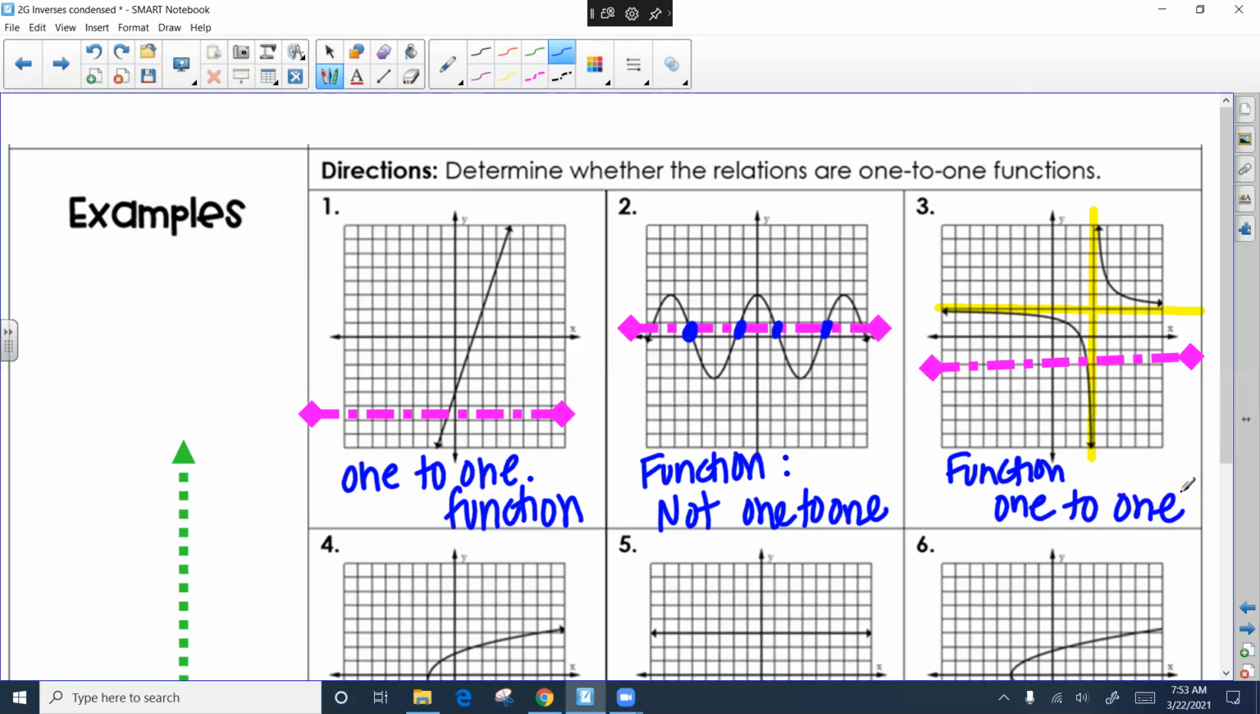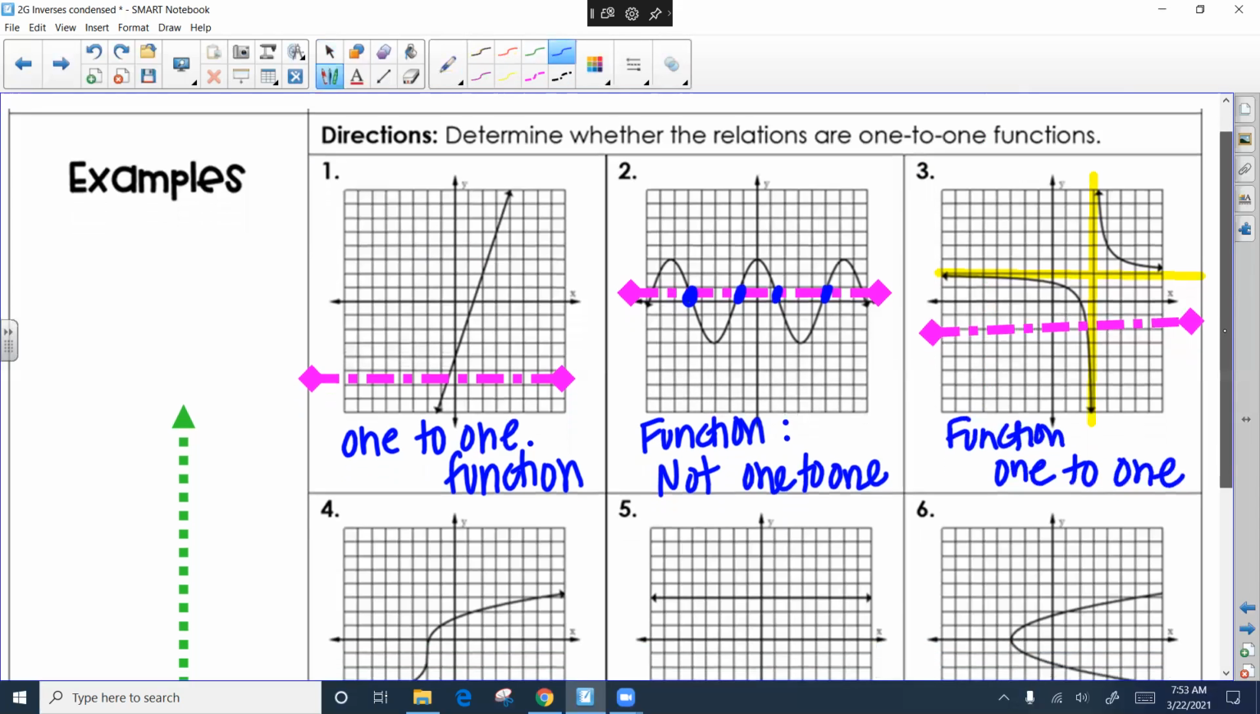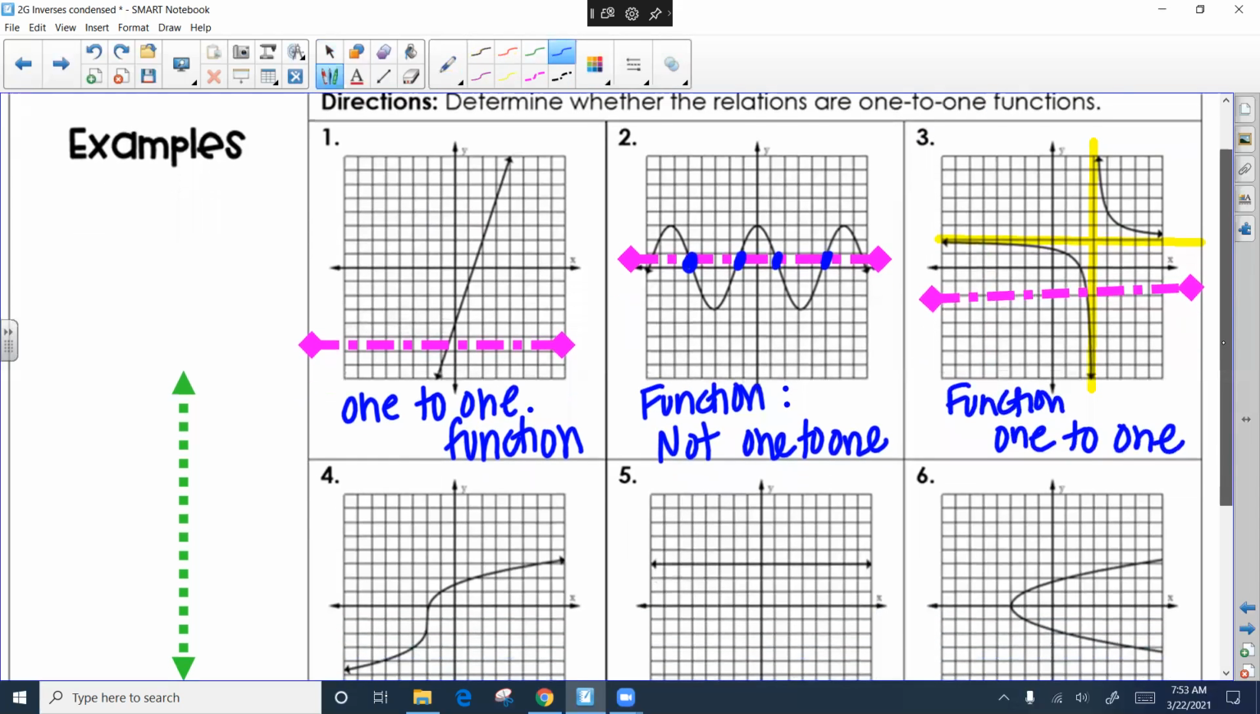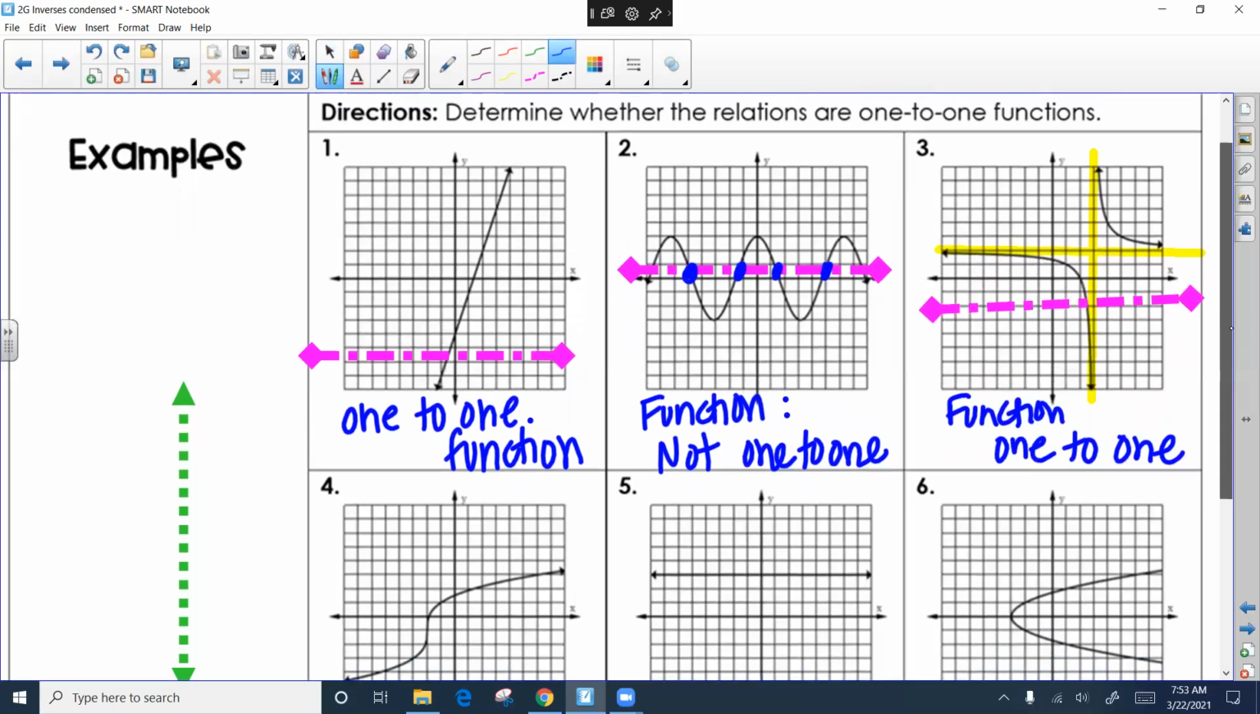So this one does have an inverse. Number three is a function and it is one-to-one, so it does have an inverse.